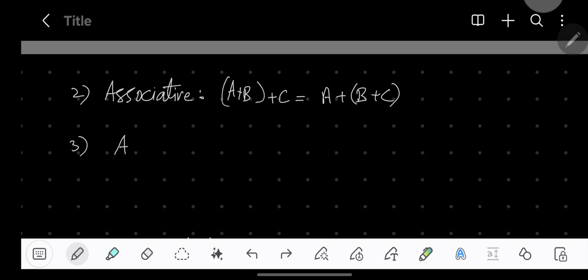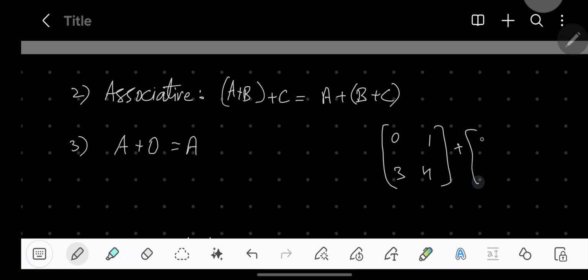The next property is the additive identity. What is this property? If you add the zero matrix to any matrix, you will end up with the same matrix. For example, you have this matrix 0, 1, 3, 4. If you add the zero matrix here, you will again get this matrix, right?